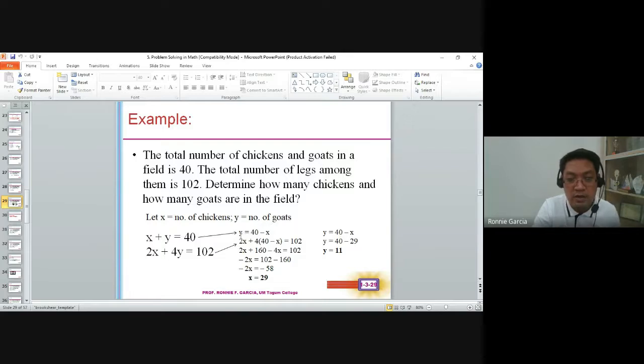So since naa nakay value sa y is equal to 40 minus x, kaning y diri sa kaduhang equation, kaning gitapad nimo sa 4, ilisan nimo karon og katong value sa y nga 40 minus x. So nahimo na siyang 2x plus 4, instead of y, gihimo nimo siyang 40 minus x, is equal to 102.